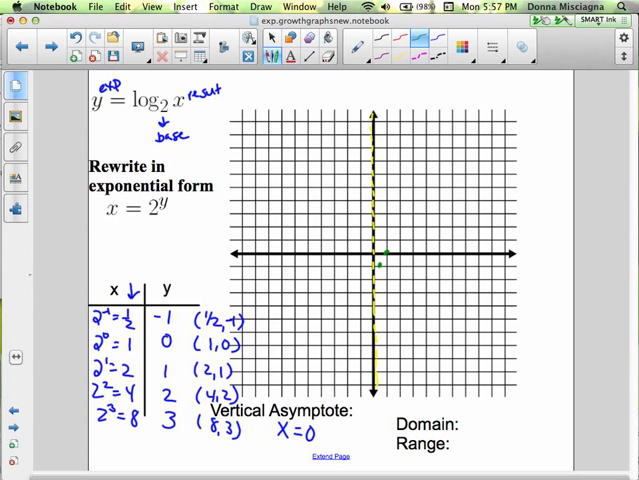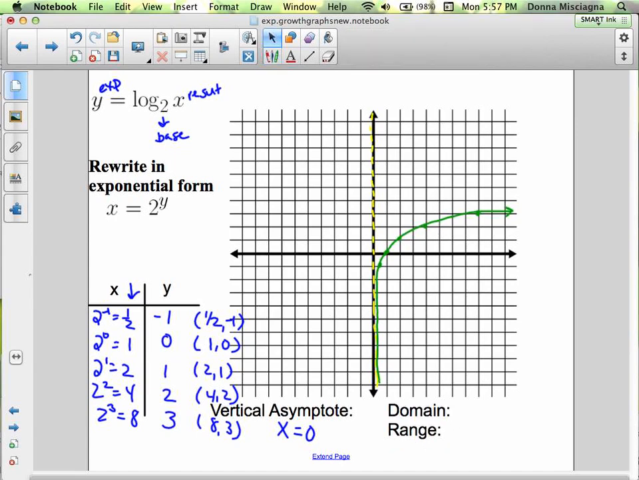Unless we multiply by something, they're going to go through 1, 0. And then we have 2, 1, and 4, 2, and 5, 6, 7, 8, 3. Okay? So it takes a really long time for these graphs to grow.